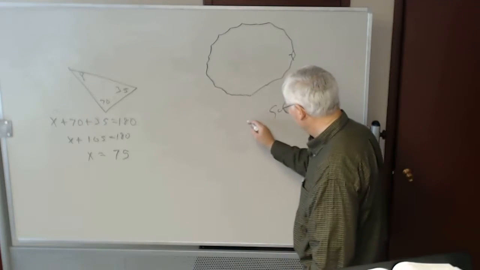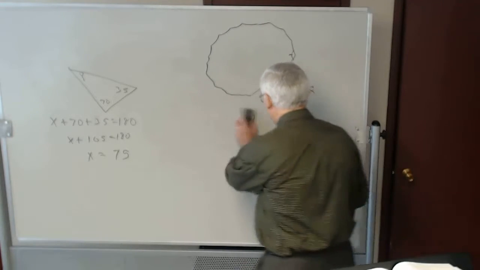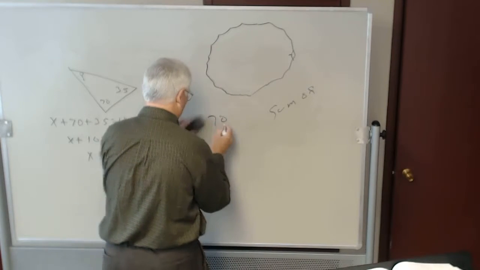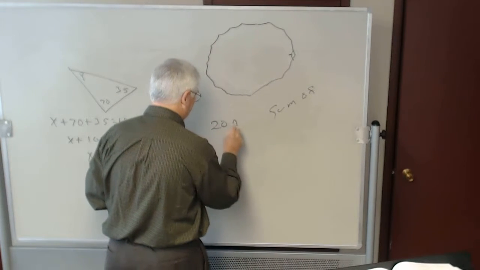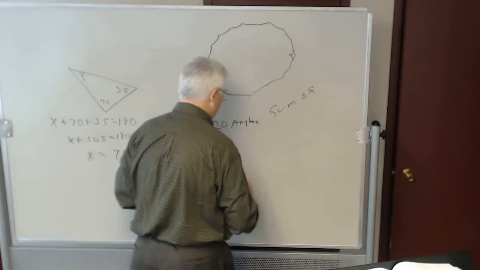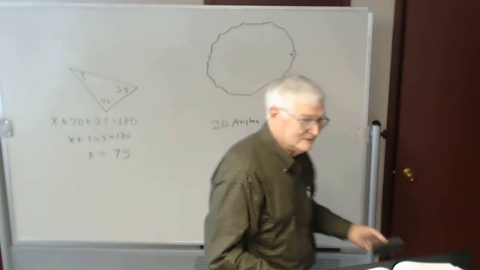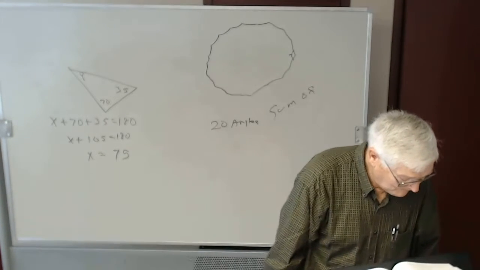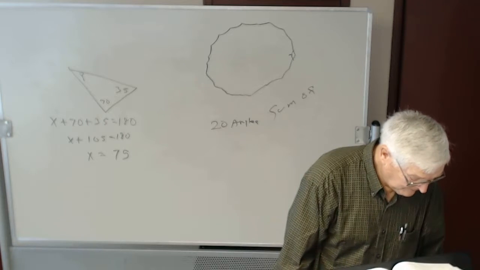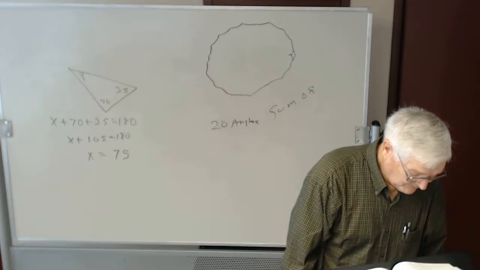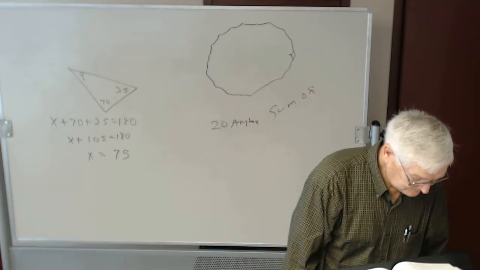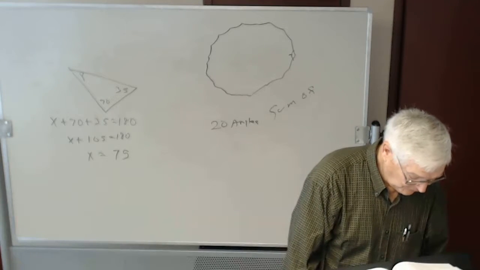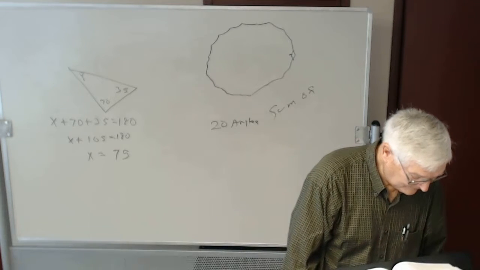Well, how many angles are there? There are 20 of these angles. So I just have to figure out what each one of them is. No, you don't. Did you know on page, what page is it? There's a formula somewhere. How come I don't have the page number?